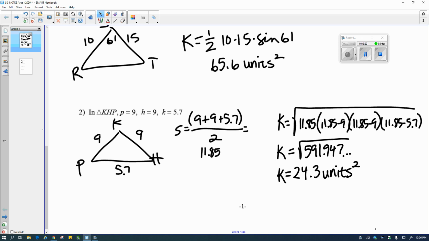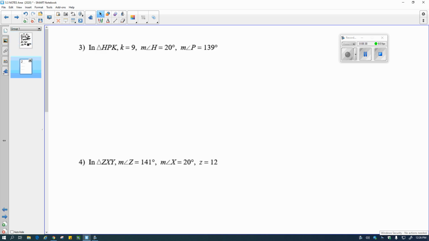Again, if I made an error, hopefully you guys agree with me. If I made an error, I'll check back and make a comment on it, but it was just an error of me plugging it in. So moving on, we'll try our next one. Again, just drawing your picture and picking the formula that you're going to use. So in this one I have H, P, K, across from K is 9, angle H is 20, angle P is 139. This is clearly an angle side angle situation.